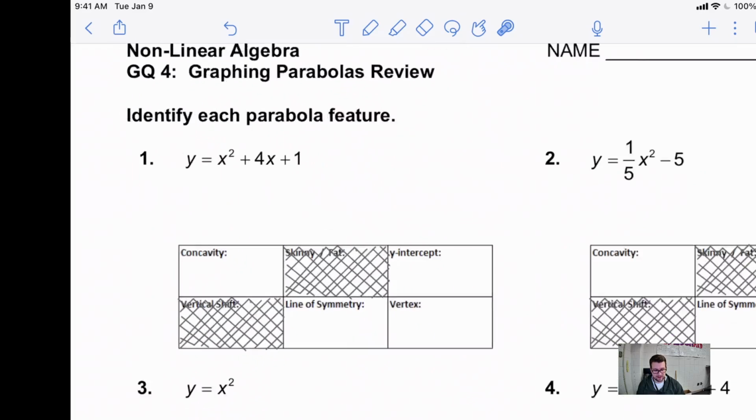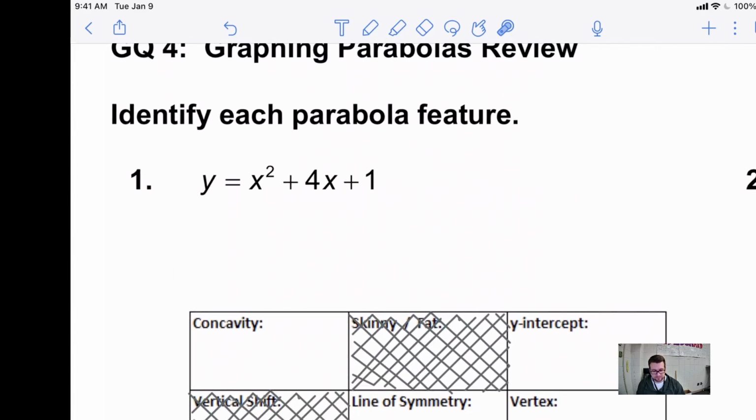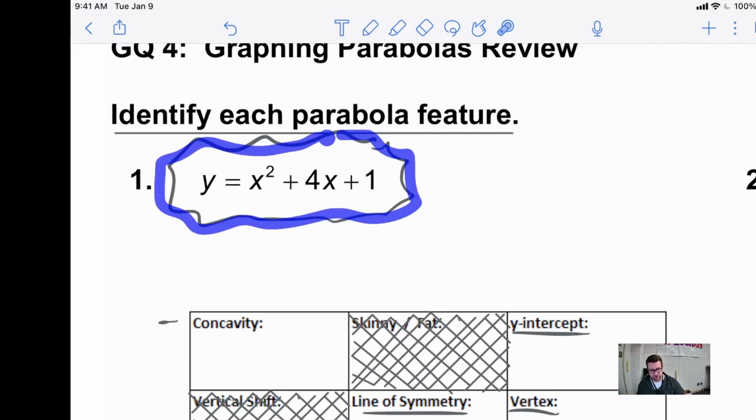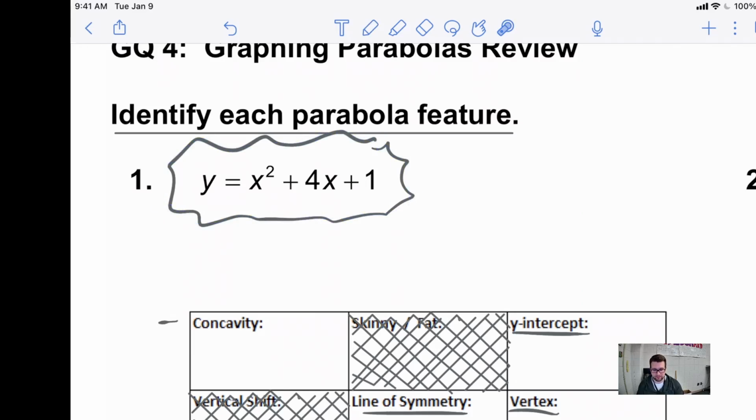Now, looking at this one, what we're being asked to do here is to identify each of these parabola features. So obviously we have our parabola located right here, and we are being asked to figure out concavity, the line of symmetry, the vertex, and the y-intercept. The order in which you find these can be whichever you prefer, but one of the things I always recommend is looking at your original function over here and making sure it has all of the parts to begin.